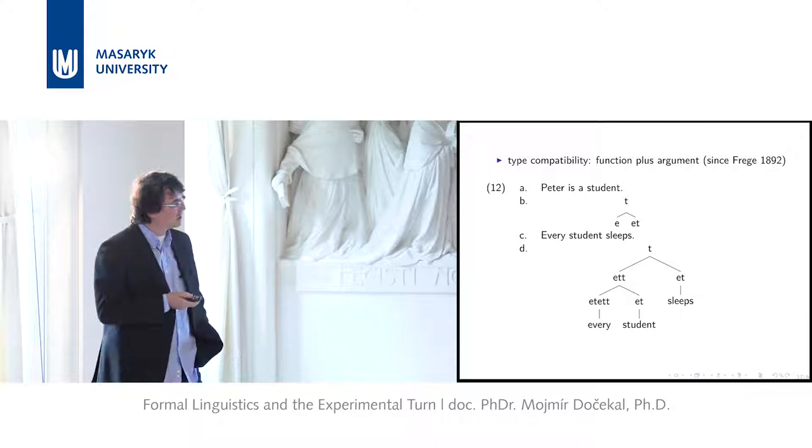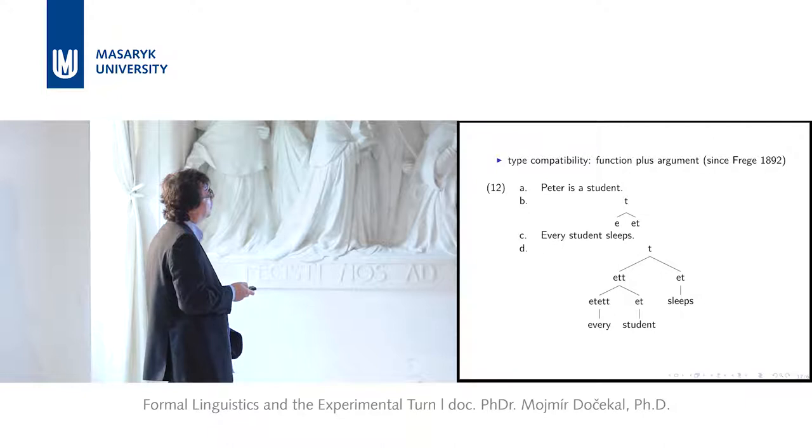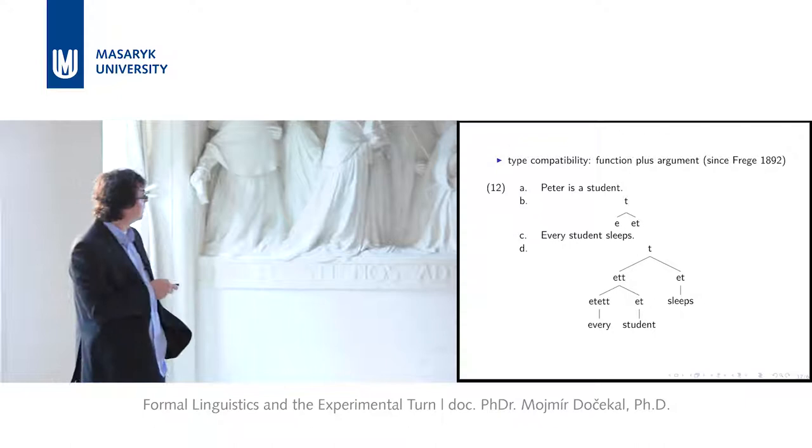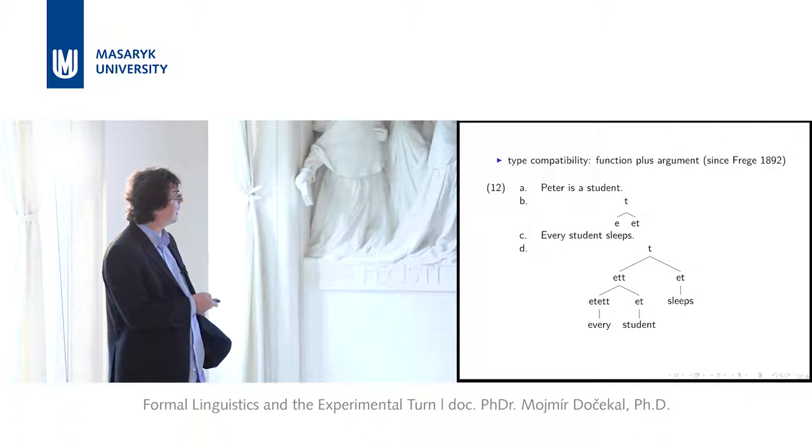So true, false, 1, 0, however you call it. And the whole sentence is composed of a predicate, which is of the type of a set, to be a student. This is a set of students, and Peter, which is of the type E, so entity. And these things together, you combine this ET and E type, and you obtain the T type, and everything is okay.